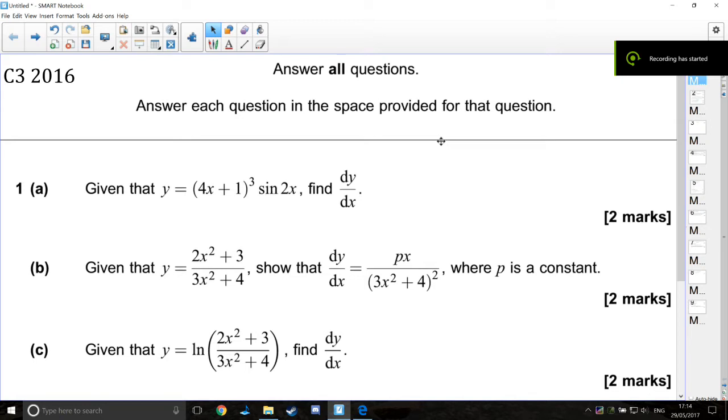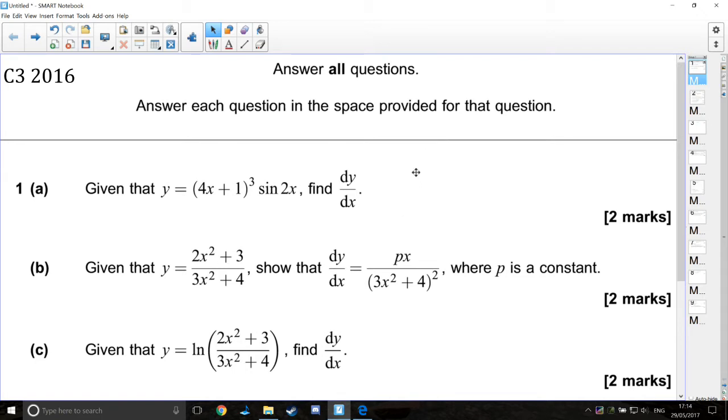Okay, in this video I'm looking to go through the C3 2016 paper, so hopefully if there's any parts that you're stuck on you'll be able to have a look at this and see how it would be answered if you can't really grasp it from the mark scheme and what have you. Right, so we'll get started.